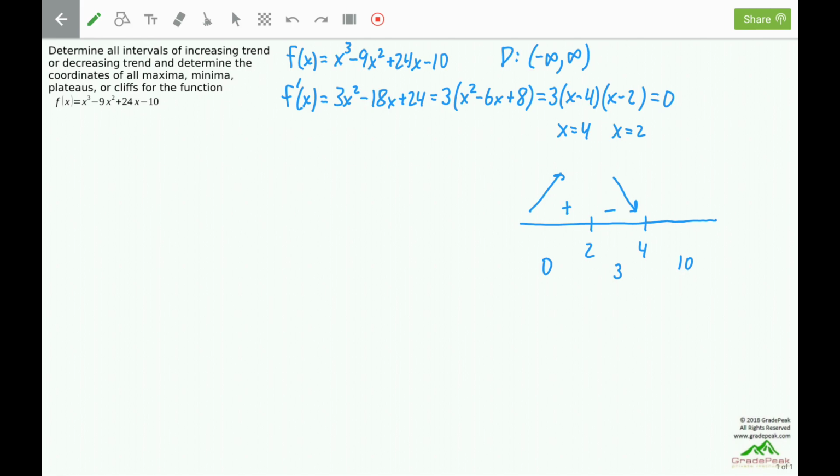We can now plug in the test value of 10 into the factored version of the first derivative. 10 minus 4 is positive. 10 minus 2 is also positive. Positive times positive is positive, times a positive 3 is still positive. The first derivative is positive in this interval. That corresponds to an increasing trend.